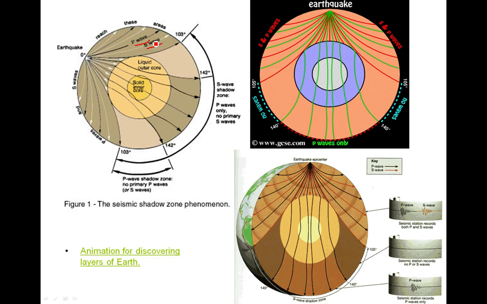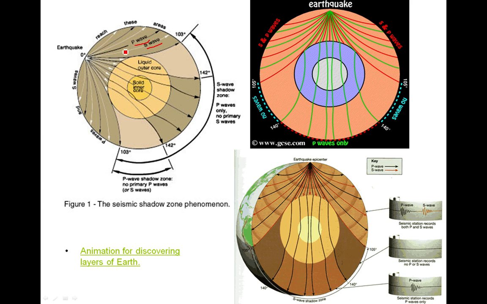S waves can't go through liquids. So if an earthquake is produced, and these P waves and S waves are going through the crust, they go through the mantle, they get to the liquid outer core, and the S waves stop. Okay? Because of how they travel. We'll talk about that in the earthquake unit. The P waves, though, being compressional, can go right through that liquid outer core.